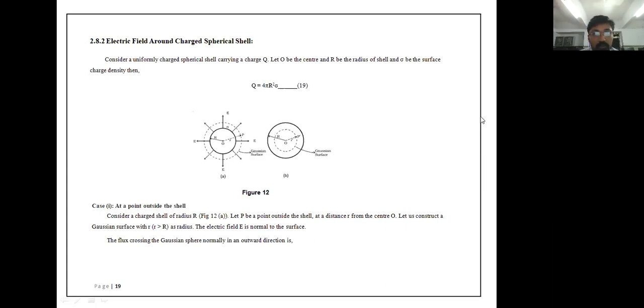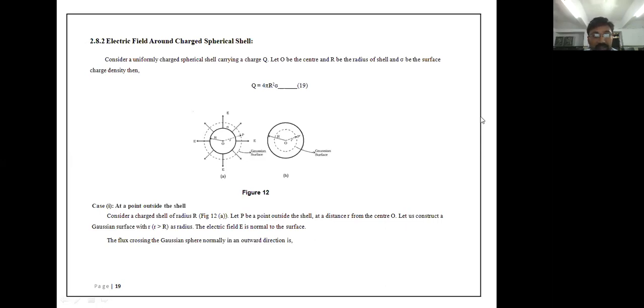For this spherical surface, there are three cases for which we want to calculate the electric field. One is outside the surface of the sphere, second is on the surface of the sphere, and the last, number three, is inside the surface. Let me take the first case, at a point outside the shell.